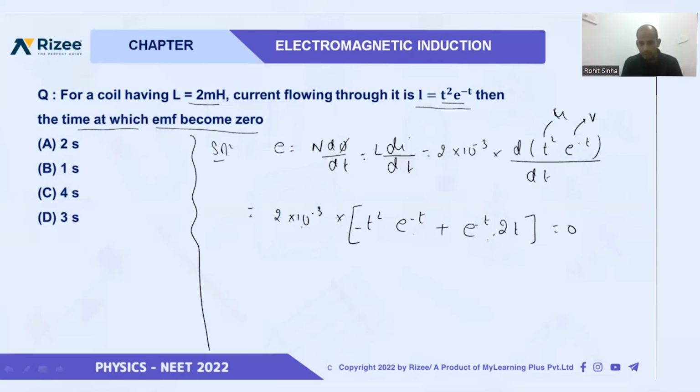You will get how much? This and this, e to the power minus 2, both come in the denominator and they will vanish. We will get T into 2 minus T is equal to 0. That means T is equal to 2 seconds. Got it? Good. You got it.